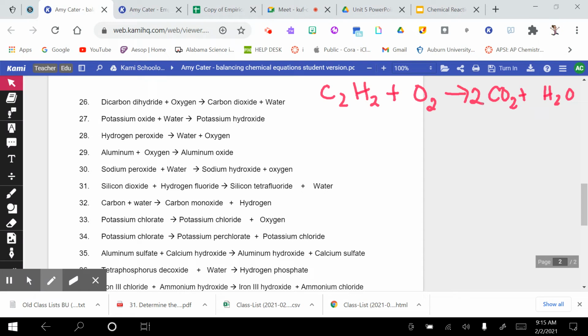So what do you want to balance now? Okay, let's try hydrogen. We got 2 hydrogens over here on the left. I got 2 on the right. Oh, look at that. They're already balanced. That makes life easier. So that leaves oxygen. Got 2 oxygens on the left. How many oxygens do I have on the right? 2 times 2 is 4, plus 1 is 5.